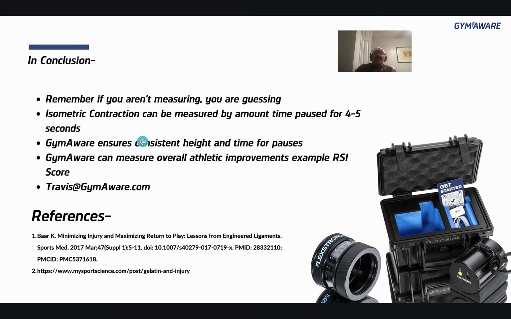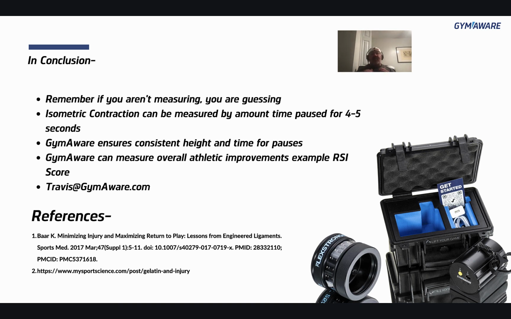In conclusion, remember, if you aren't measuring, you're guessing. The isometric contraction is really tough to measure with velocity, but there are a few ways that you can. Number one, making sure that you're doing the same 4 to 5 second, or whatever, isometric contraction, and making sure that you're not cheating that, so you can compare apples to apples. For Keith Barr, it's 3 to 4 sets of 30 seconds that he recommends when you're coming back in that rehab setting, and I might even recommend that ongoing to keep the tendons strong and thick and make sure that myotendinous junction is healthy. GymAware ensures consistent height and time for pauses.